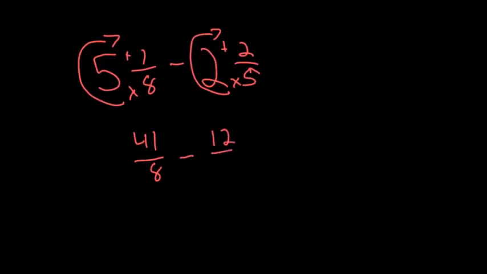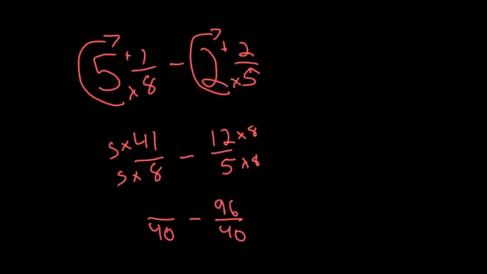is 12 over 5. Now I still have to make common denominators, so common denominator between 8 and 5 would be 40. So this is going to be times 8, and this is going to be times 5. So I know I'm going to get a denominator of 40. So 8 times 12 would be 80 plus 16, so that would be 96. And then 5 times 41 is 205.